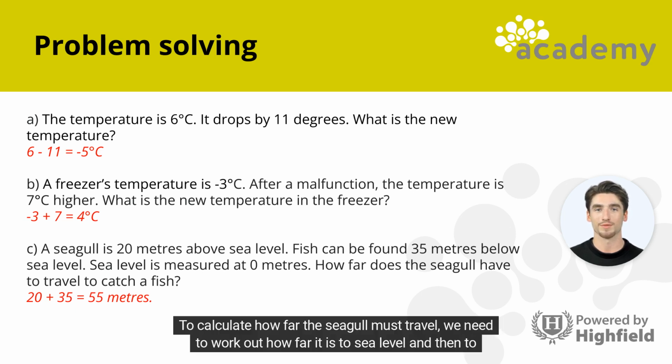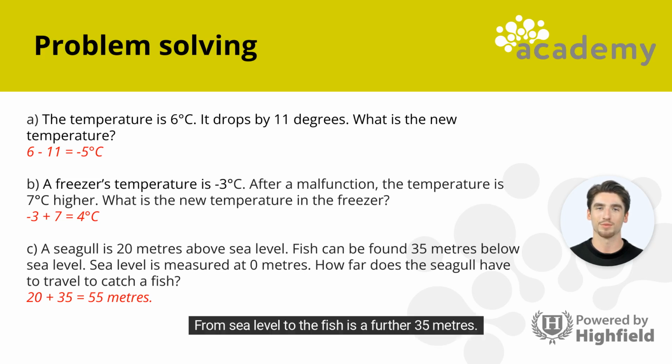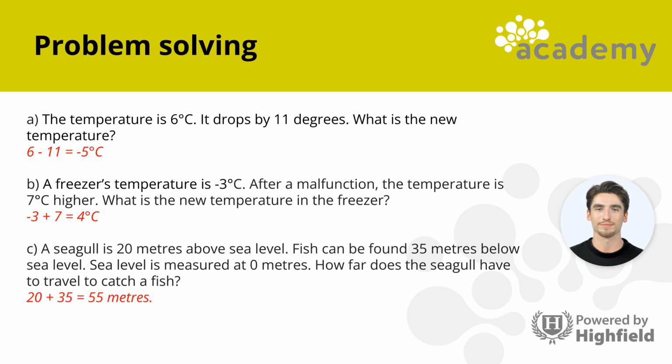To calculate how far the seagull must travel, we need to work out how far it is to sea level and then to the fish. From the seagull's current height of 20 meters to sea level, the distance is 20 meters. From sea level to the fish is a further 35 meters. We need to add the values as though they are both positive. 20 plus 35 equals 55 meters.